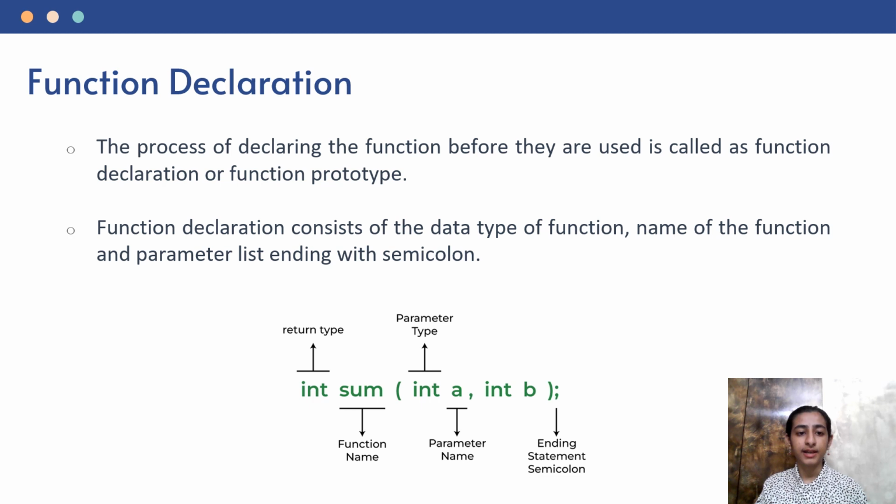Moving on to function declaration. The process of declaring the function before it is used is called function declaration or function prototype. Function declaration consists of data type of function, name of the function, and parameter list ending with a semicolon.